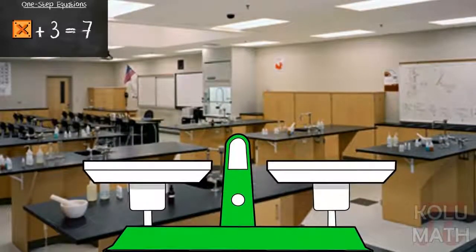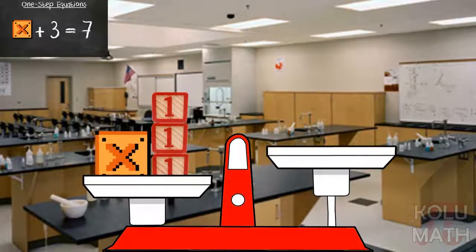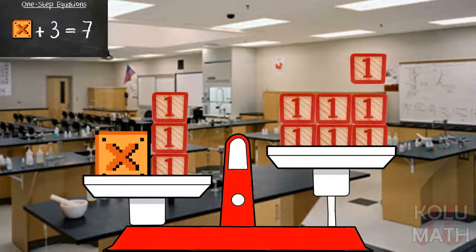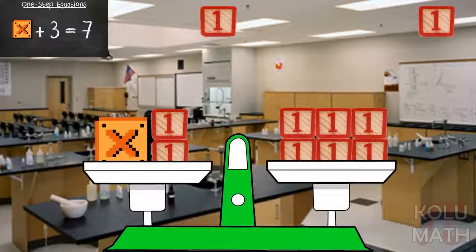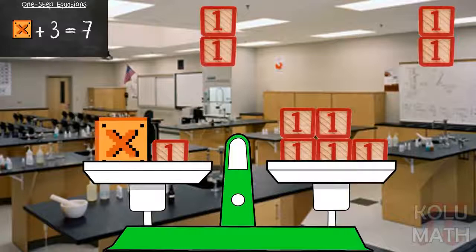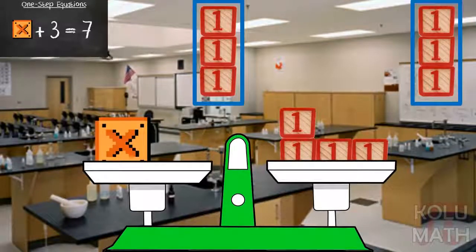We'll start by modeling on the scale. We have 1x and 3 1s on one side, and on the other side, we have 7 1s. So to solve this, what I might do is try taking 1 from each side at a time. I'll take 1 from both sides, and it's still in balance. If I take the same thing from both sides again, it's still in balance. And I'll try that one more time, and I'm still in balance. And look what the scale is telling us. 1x is 4 1s. x equals 4. And how did we get that? Well, we subtracted 3 from both sides.